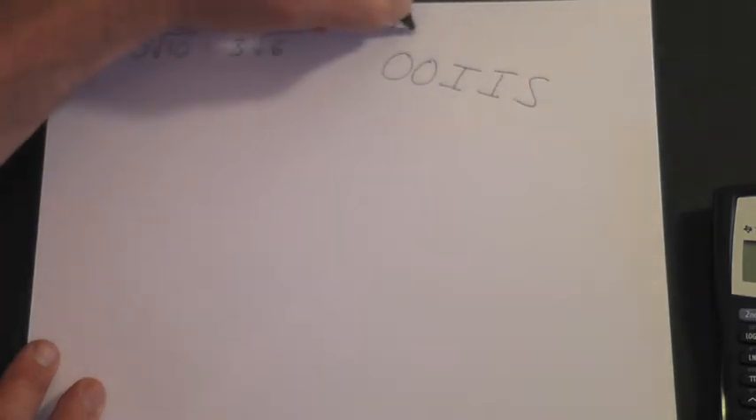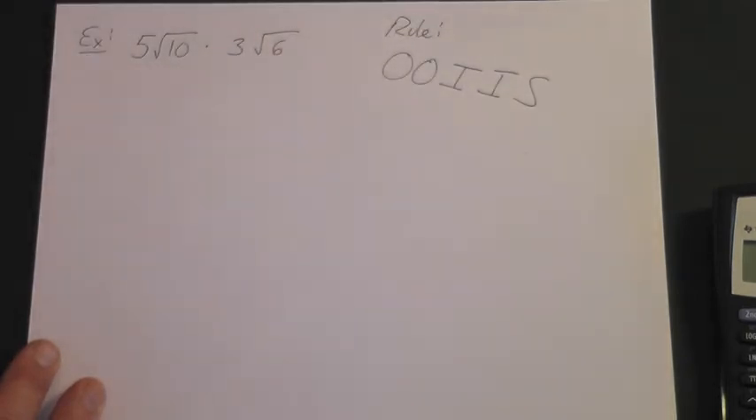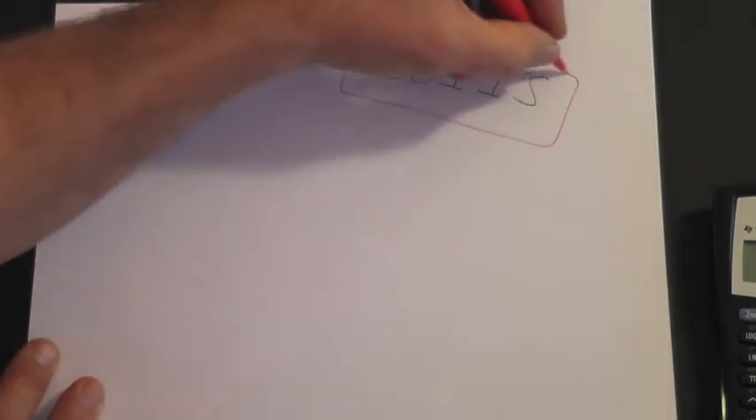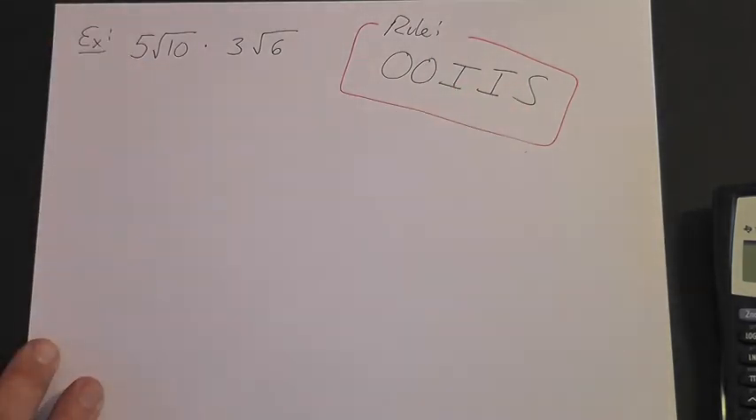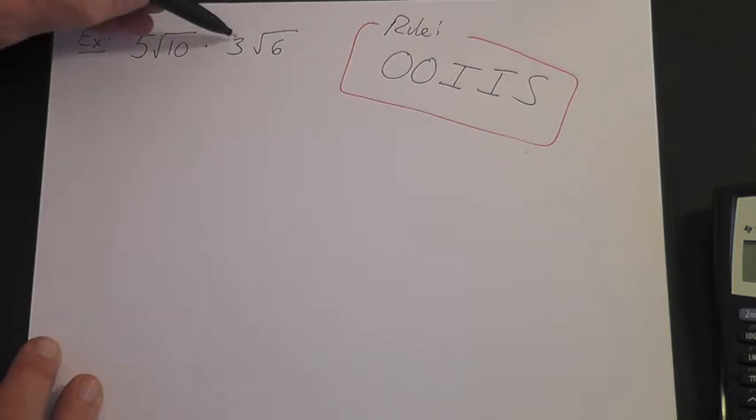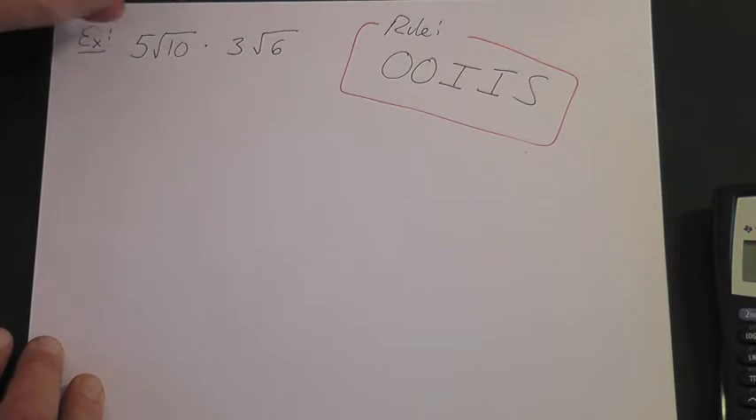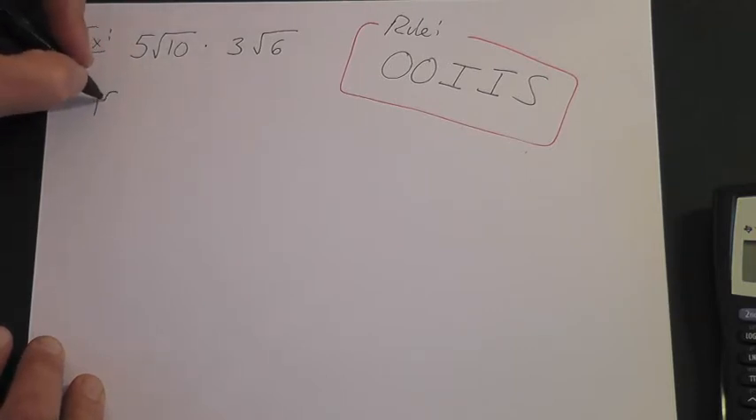OOIIS. And that stands for outside times outside, inside times inside, and simplify. So let's look at this. We want to look at the number that's outside the square root, the 5, and then the other number that's outside the square root, the 3, and multiply 5 times 3. And 5 times 3 is 15.